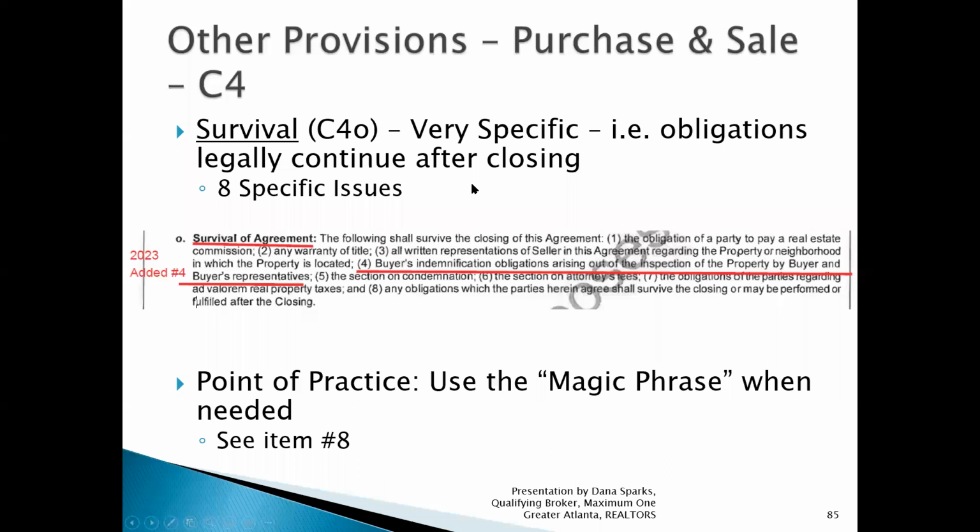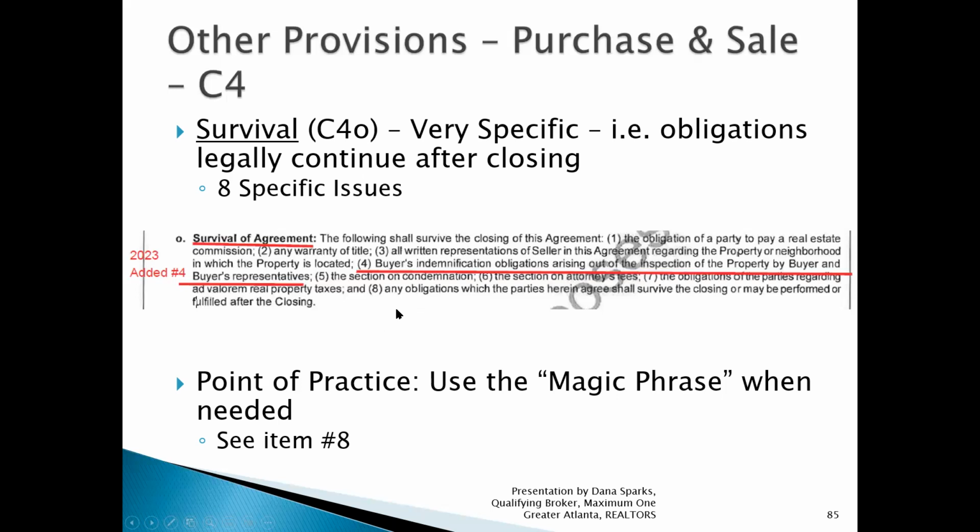Now, the survival, there was a question earlier about if it's in writing, does it survive? No, these are the things. There are very, very specific issues in the GAR contract that survive the contract. What does that even mean, survive the contract? That means that they are legally enforceable. The parties that said they were going to do whatever are responsible and legally required to do what they said they were going to do. And there would be legal or financial consequences if they don't, if what they said they were going to do fits into one of these things that survives the contract.